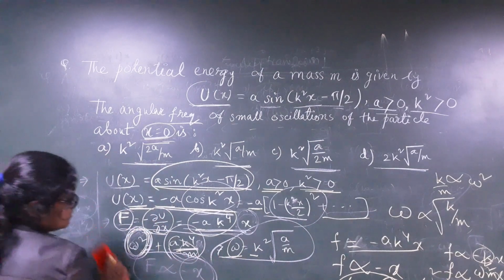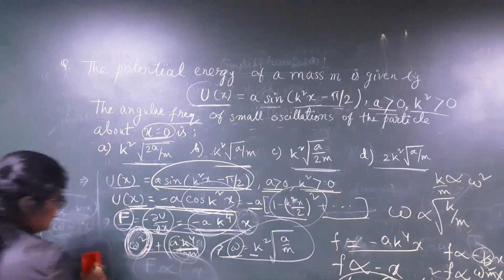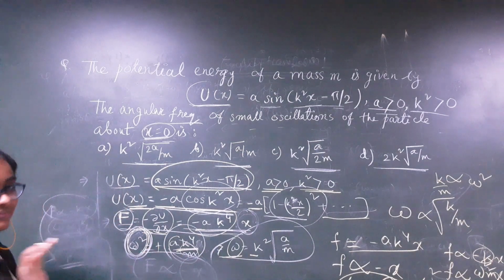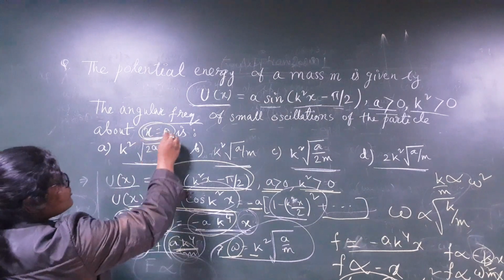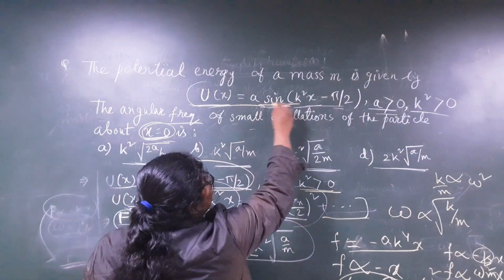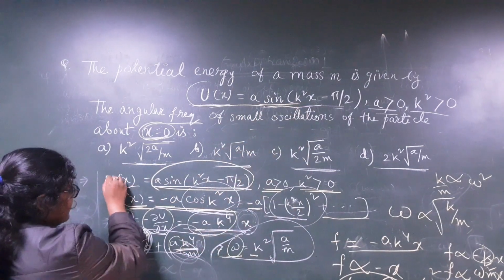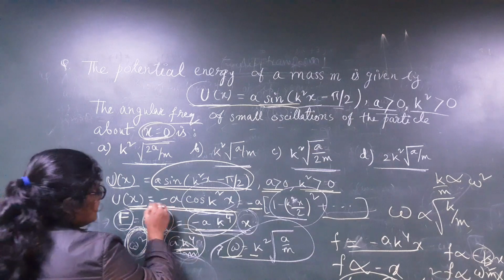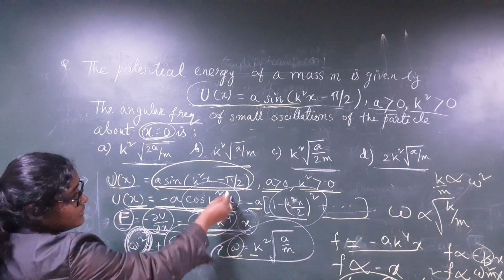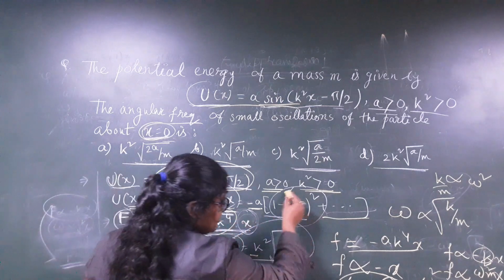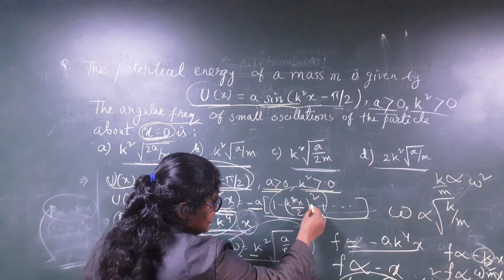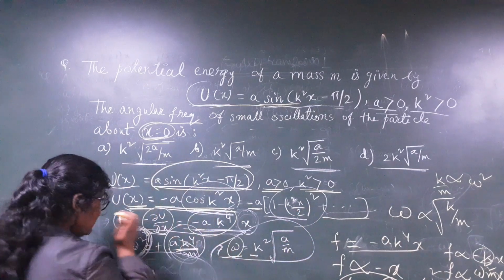So what is the criterion here, or what is the fundamental formula that you should understand? This is a very simple question. First of all, you need to expand this U(x) and find out this U(x) term. For U(x) at x equals 0, you get U(x) equals minus A cos(k²x), and for x near 0, cos(k²x) can be expanded and we take only the first order term, that is minus 1 minus (k²x/2)² whole square.